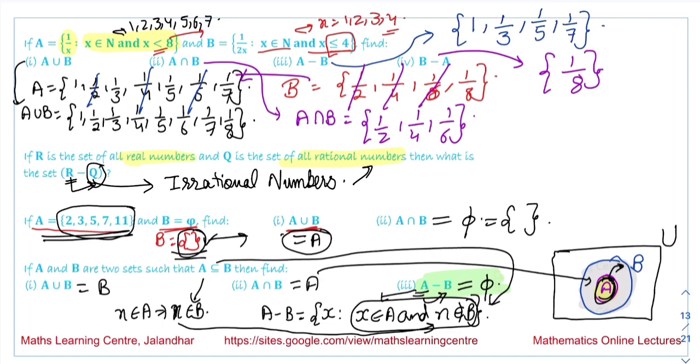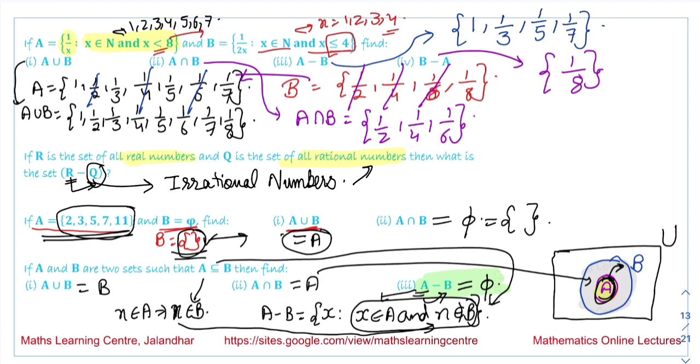Next, this universal set U is given to us. It is {a, b, c, d, e}. The set A is {a, b, c}. This set B is {b, c, d, e}. We have to verify that (A union B) complement equals A complement intersection B complement. So what is A union B? That is {a, b, c, d, e}. The complement of this set, this being the complete set U, will be φ. There is no element over here.